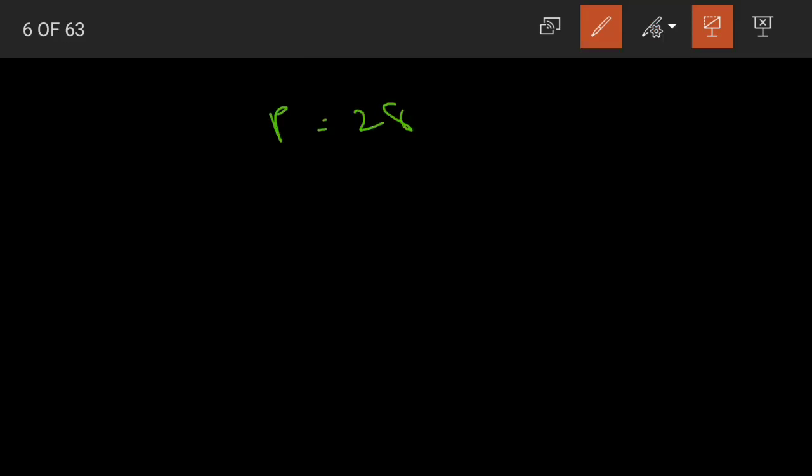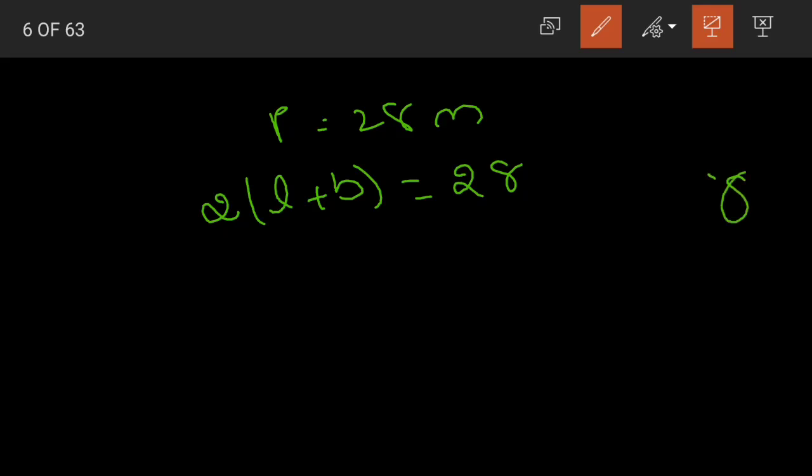Perimeter is 28 meters. Now what is the formula of perimeter of a rectangle? 2 into (L plus B) is equal to 28. We already have the value of our perimeter. Now from this length and breadth, we know the value of one side, that is 8 meters. So instead of length, I'll write 8.